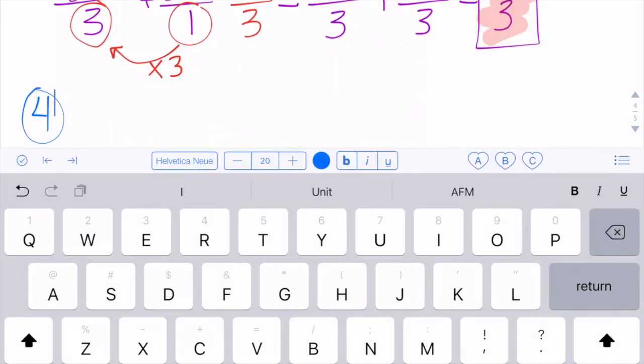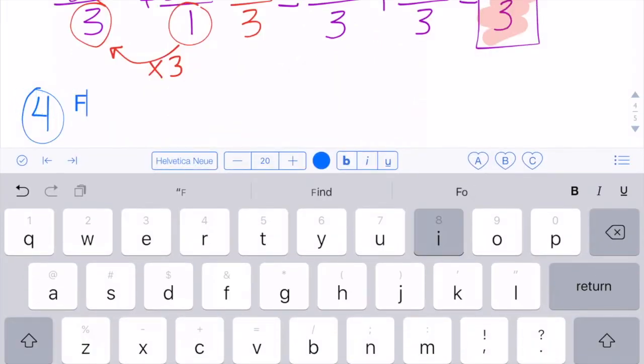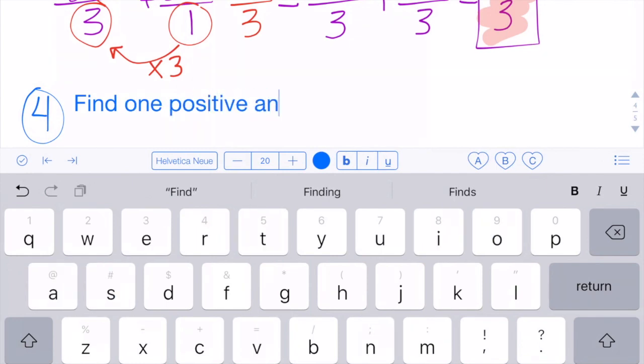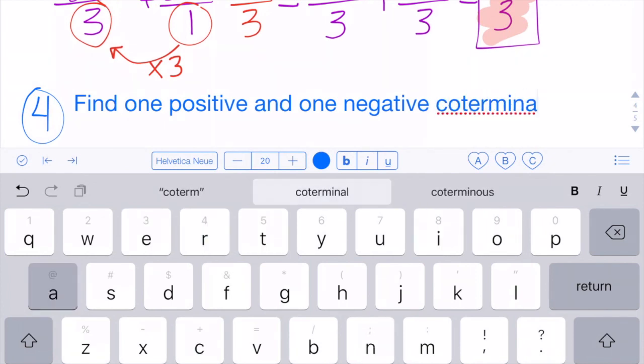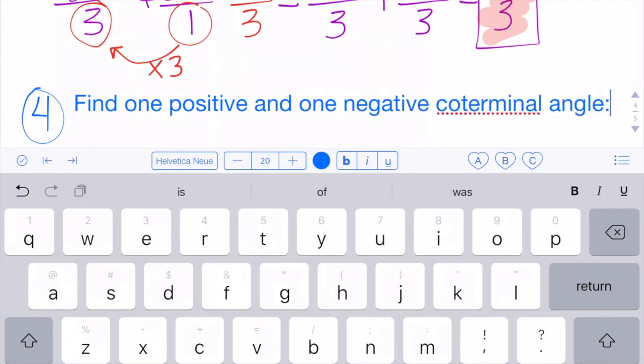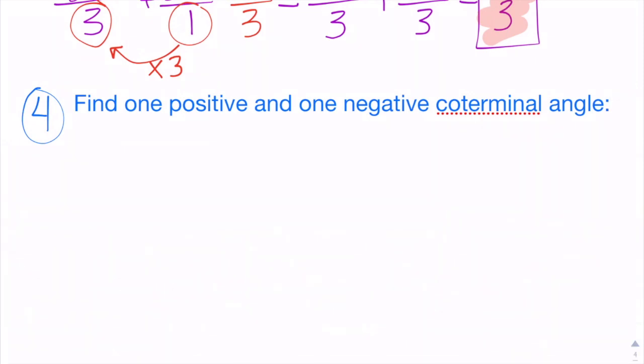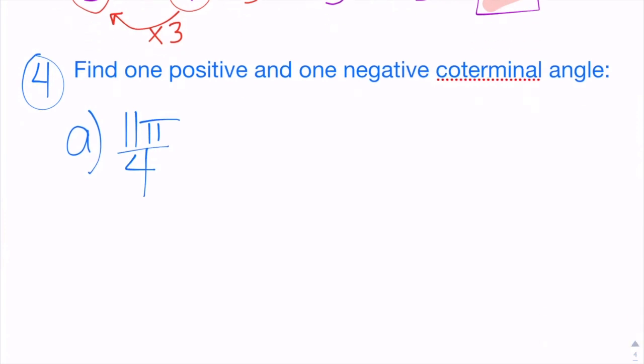And then example 4 is find one positive and one negative coterminal angle. And so A is 11 pi over 4. And so we want to find one positive, which we're going to add, or we could subtract, whichever you prefer.